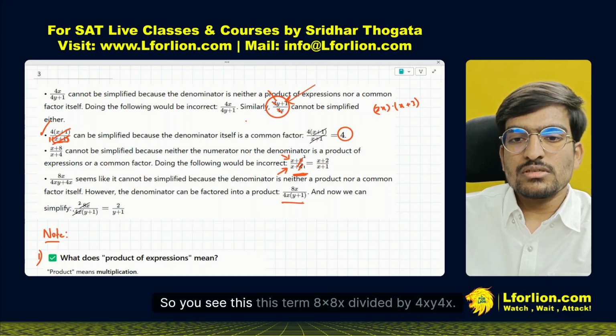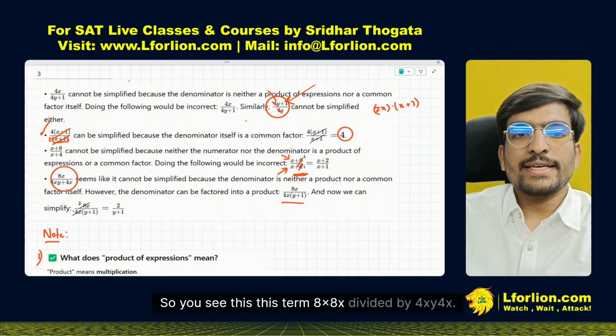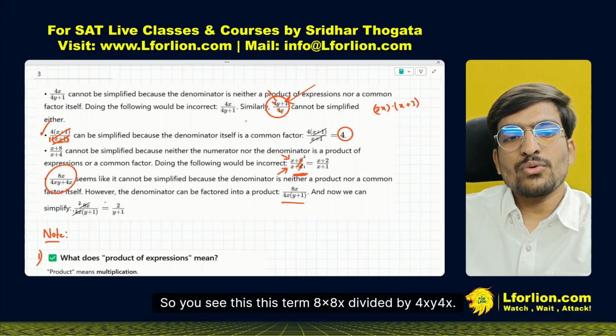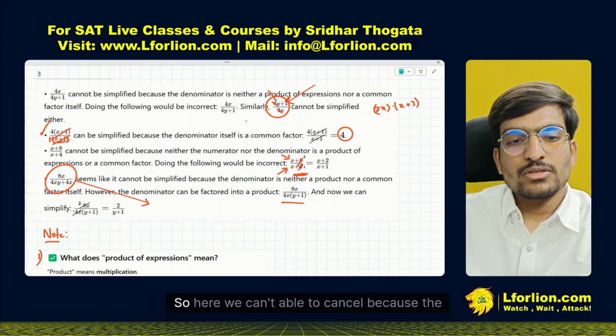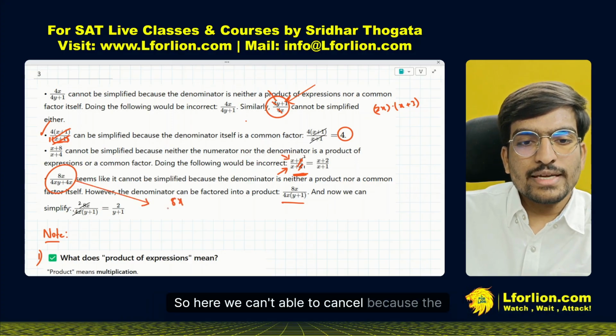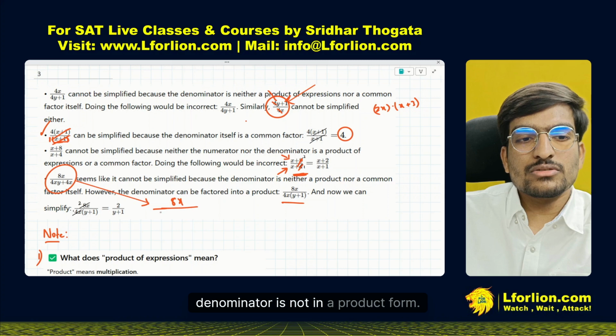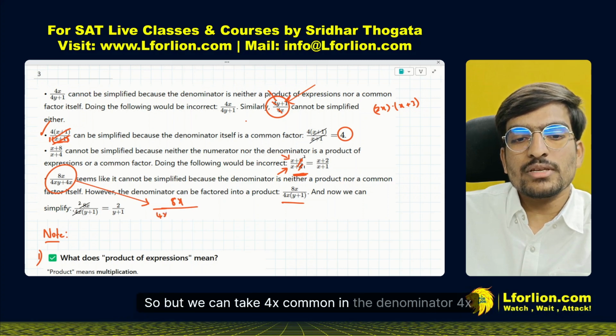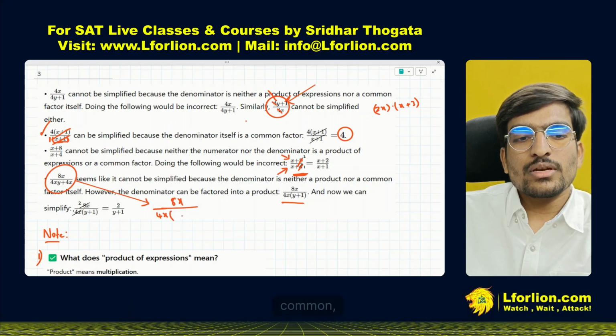So you see this term, 8x divided by 4xy plus 4x. Here we can't cancel because the denominator is not in a product form. But we can take 4x common in the denominator. Taking 4x common, that's going to be y plus 1.